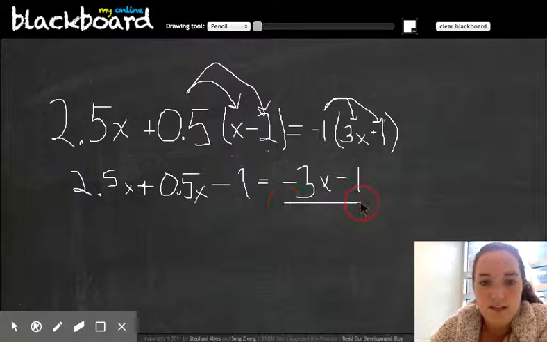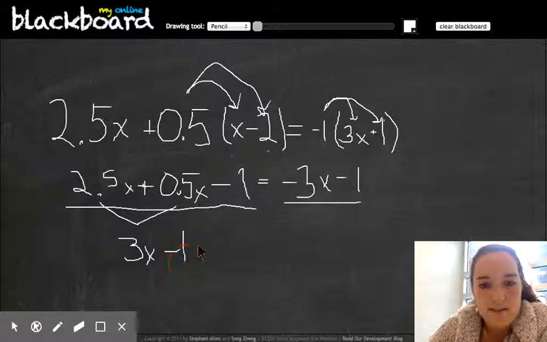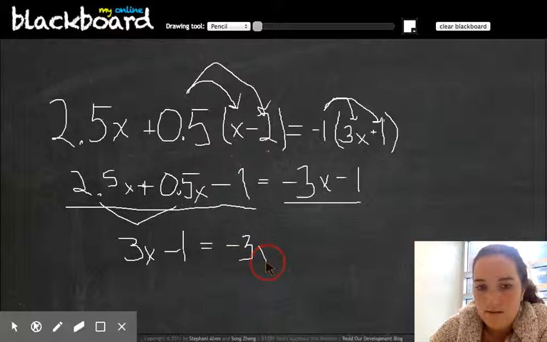Now I'm going to continue to look at these problems and see if there's anything else I can simplify. On this side of the equation, can this be simplified anymore? No, but what about this side of the equation? Yeah, I can combine my like terms. 2 and 5/10 x plus 5/10 x equals 3x, minus 1 stays the same. And now I'm left with negative 3x minus 1.